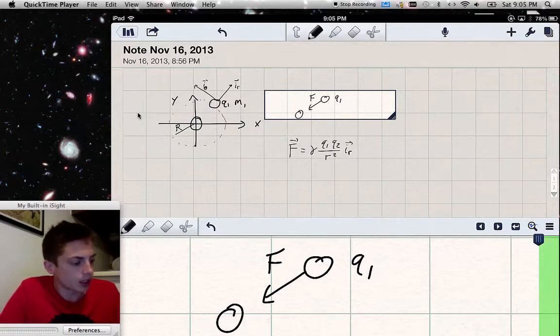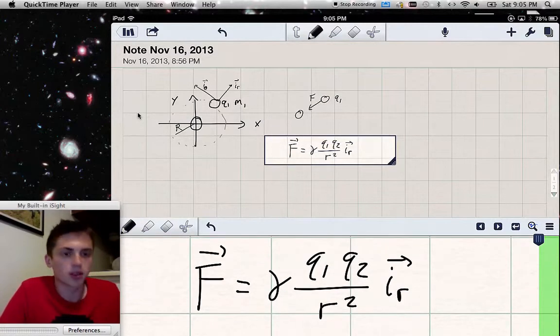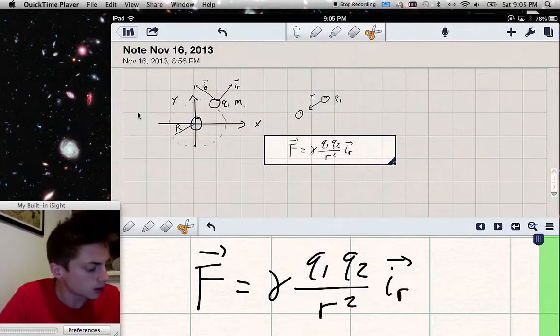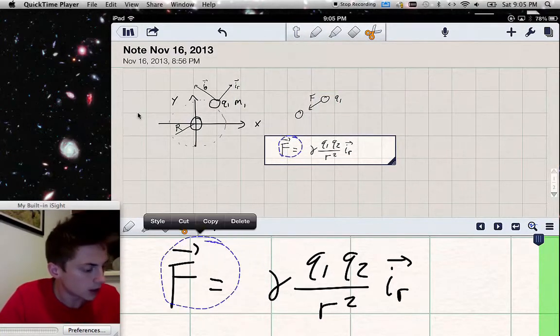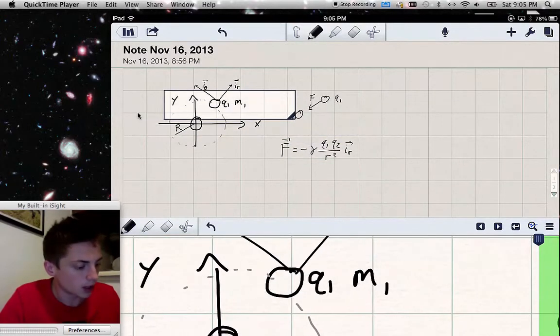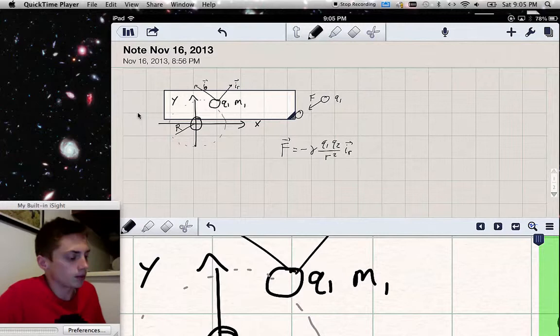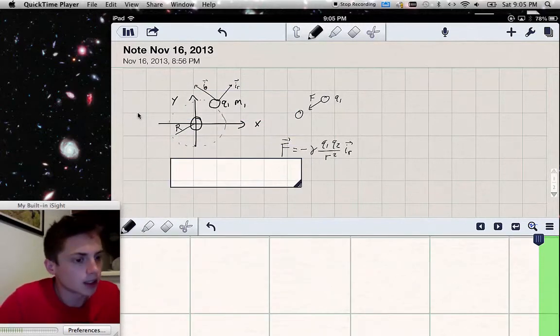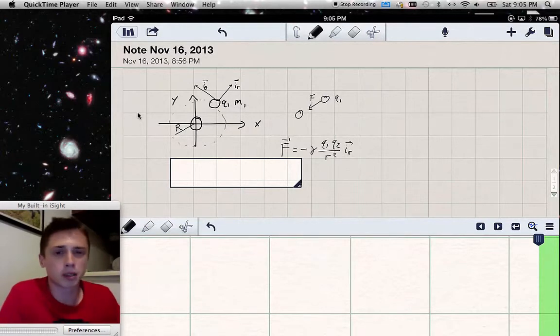And we can write this force in terms of the unit vector i_r like that. But in order to get it totally correct, we need to include a minus sign because the force is pulling inward on this electron, hence attracting it. Okay, so let's get to it. We have to find the angular momentum about the origin, so let's be as direct as possible.